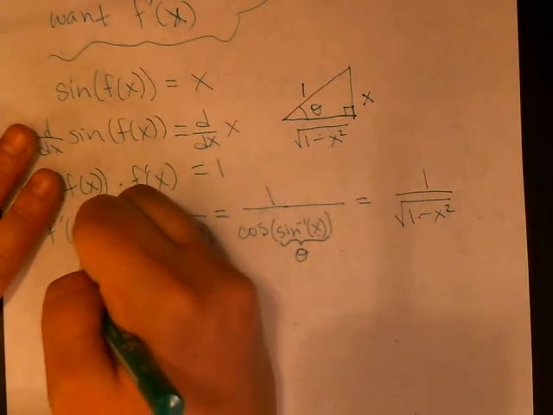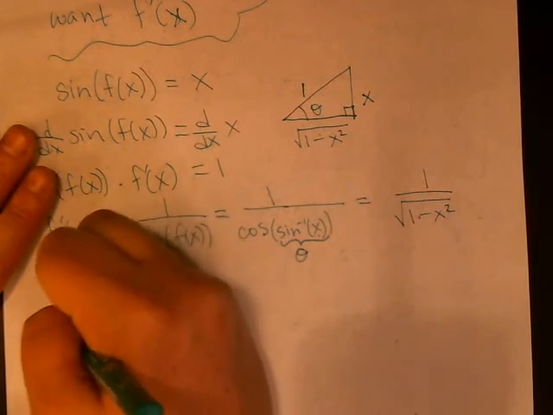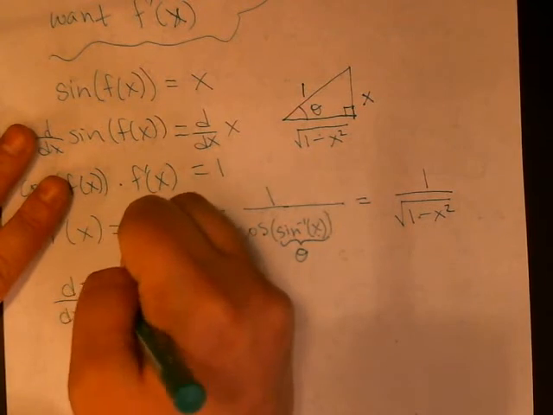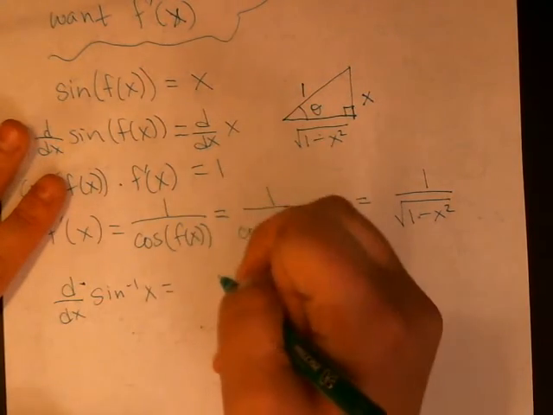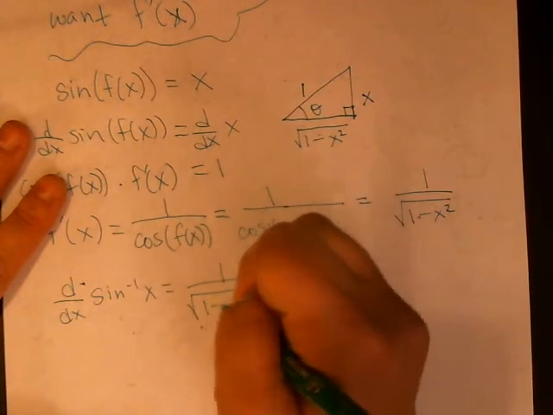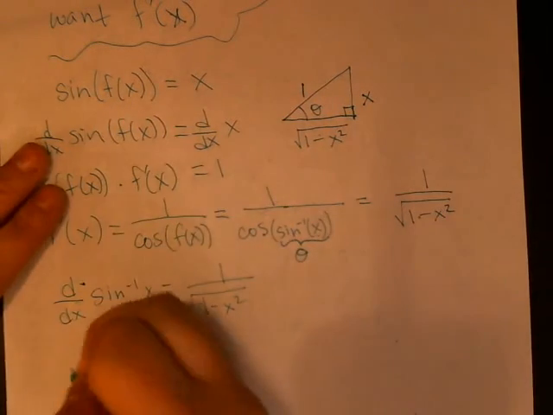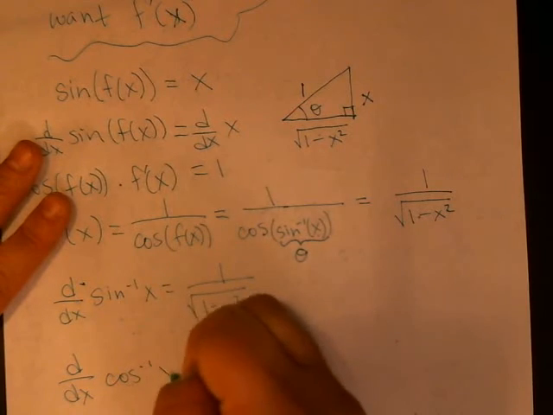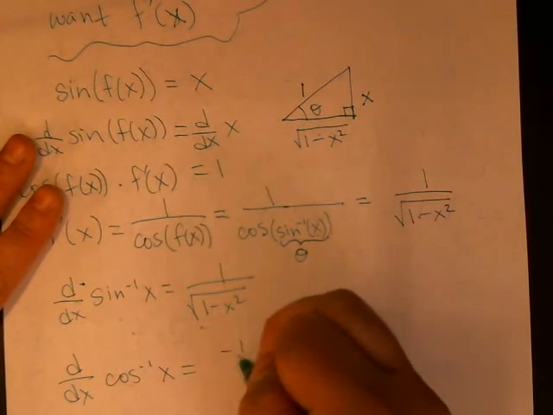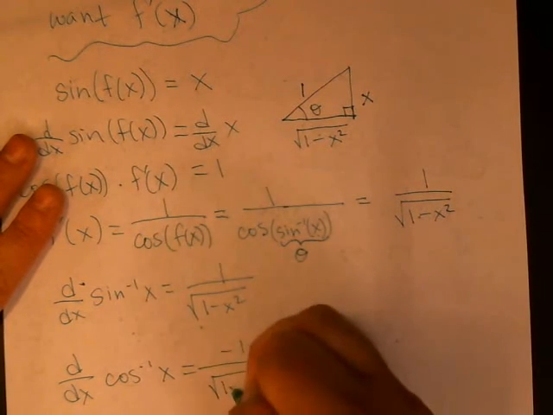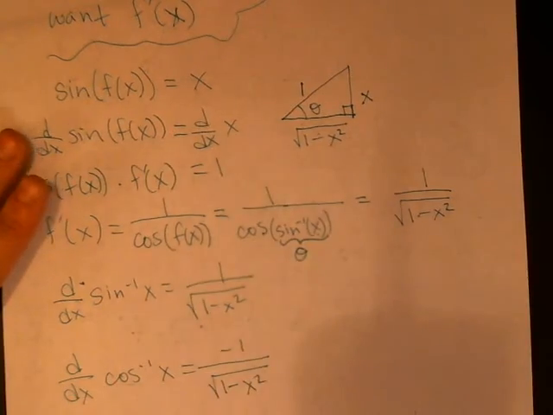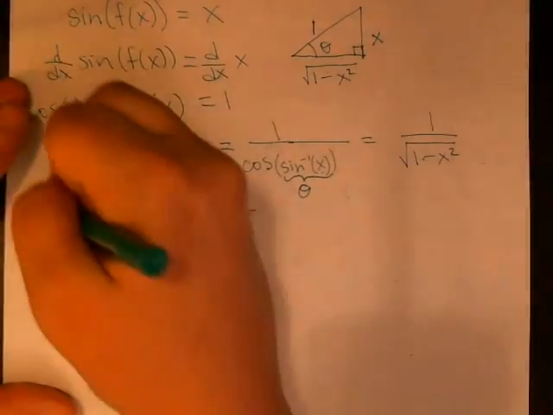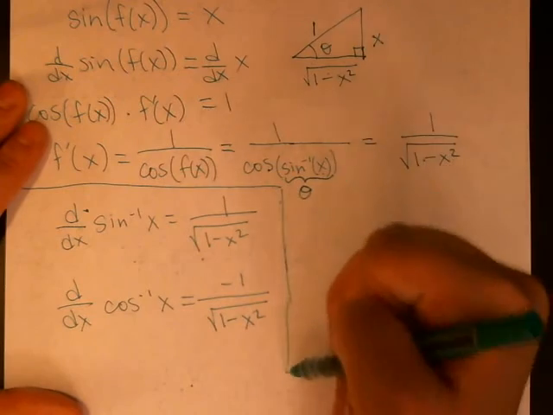Okay, so let me just give you the others for free. So here's what we get. This is the last of our shortcuts. The derivative of inverse sine x is 1 over the square root of 1 minus x squared. The derivative of inverse cosine of x is negative 1 over the square root of 1 minus x squared, which makes those two, I hope, easy to remember. It's just that minus sign that's different.